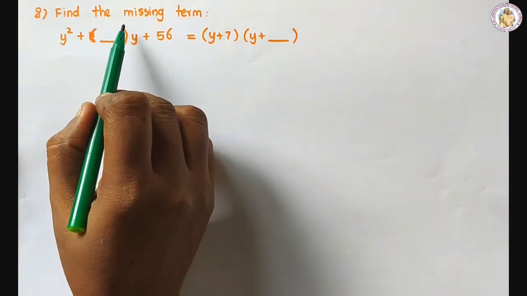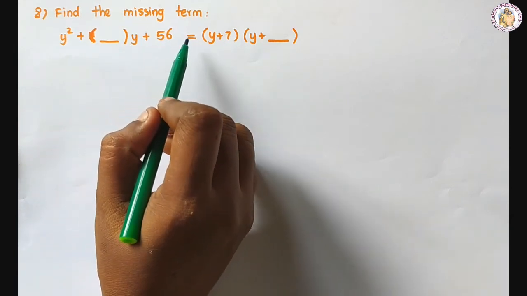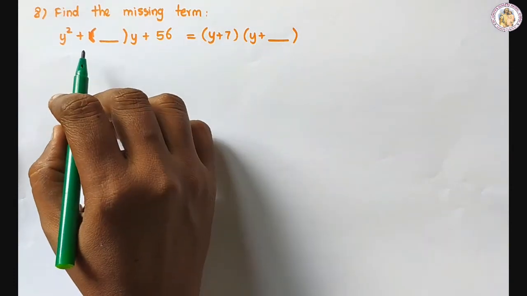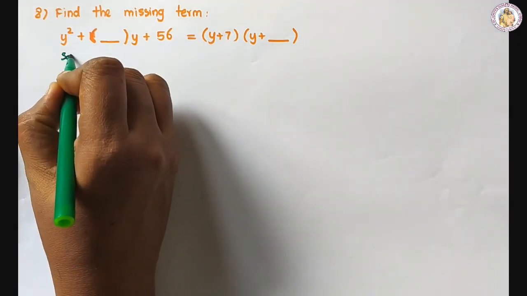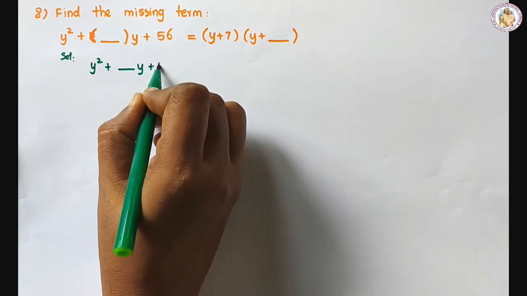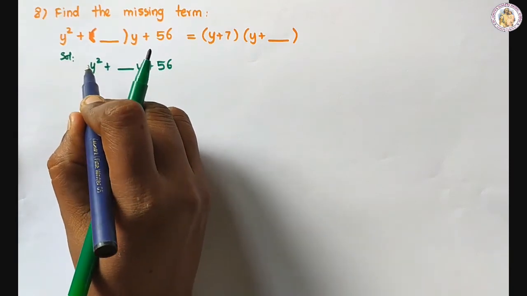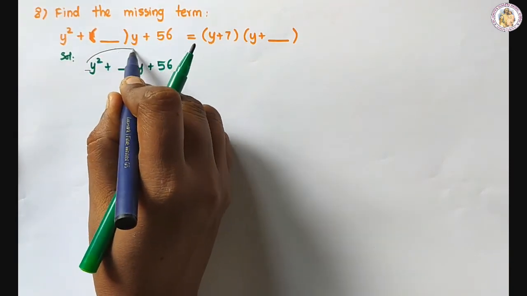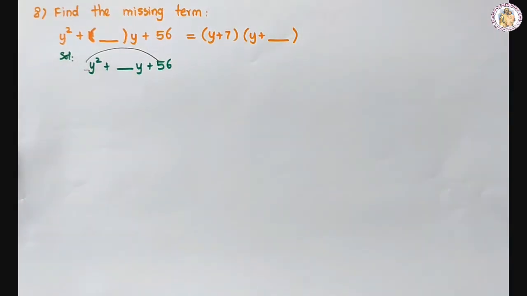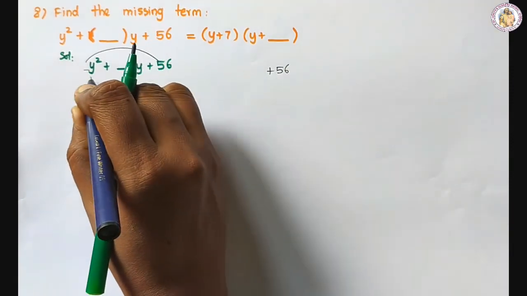Eighth sum: find the missing term. Listen, y squared plus dash y plus 56 equals y plus 7 into y plus 8. First, y squared plus dash y plus 56. What's the procedure? We have to multiply the coefficient of y squared and the constant term: plus into plus, plus, 1 into 56, 56.